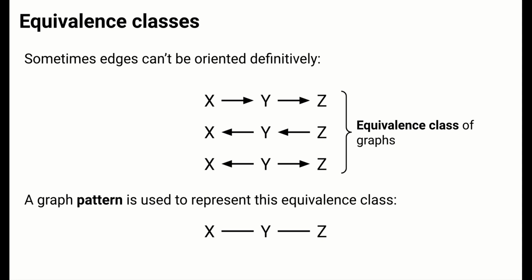We can succinctly summarize these combinations with what is called a graph pattern. A pattern is a visual representation of an equivalence class, and it's often the result that causal discovery algorithms will give. The undirected edges in the pattern reflect the ambiguity of the edge directions. Generally, software packages will give options to display the output as a pattern or show specific graph structures within the equivalence class.